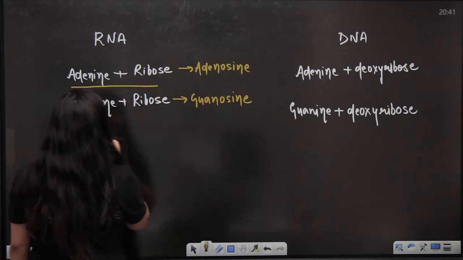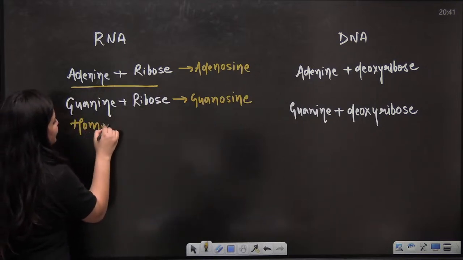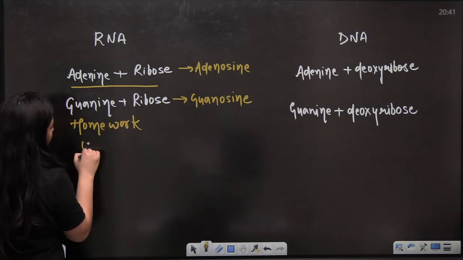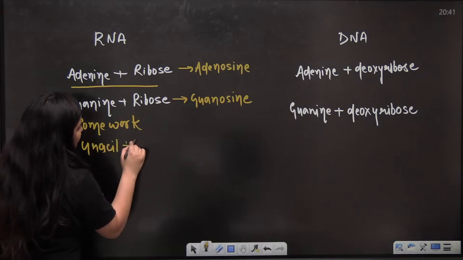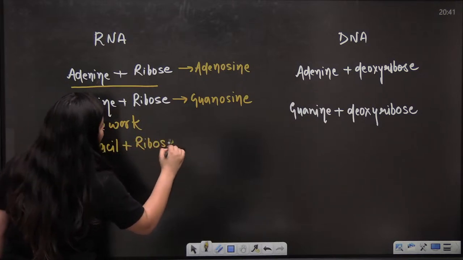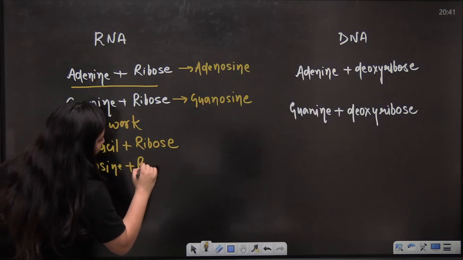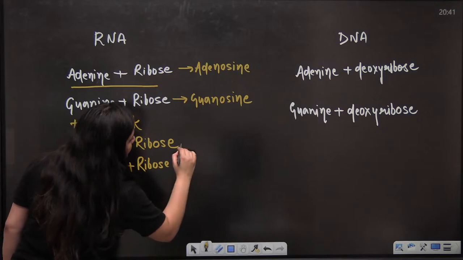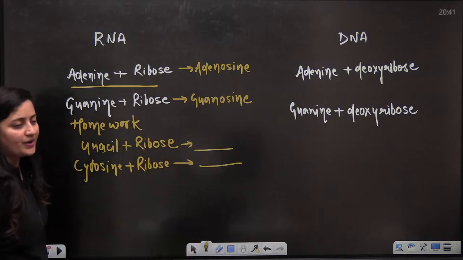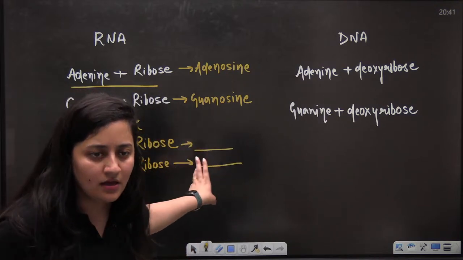Right? So this is your homework. You will tell me what is going to form when uracil joins with ribose and cytosine joins with ribose. So nomenclature is important. I know there is too much to remember today, but you are the NEET aspirant. So do mention the homework in the comment section.